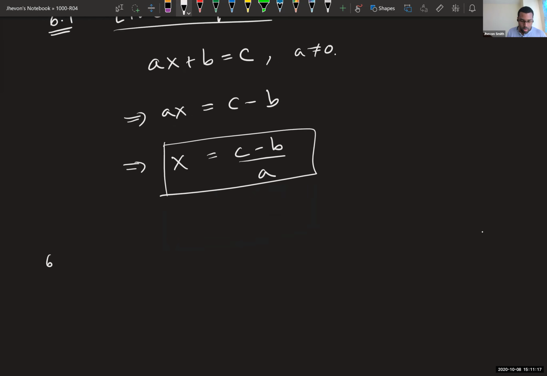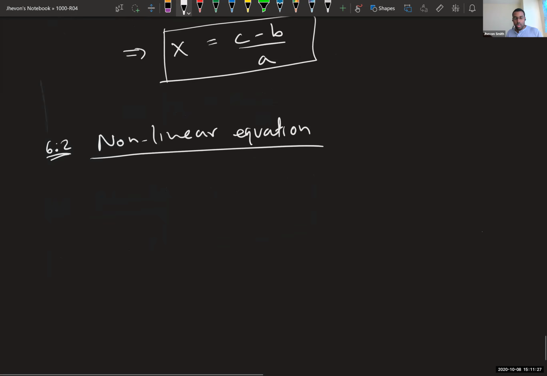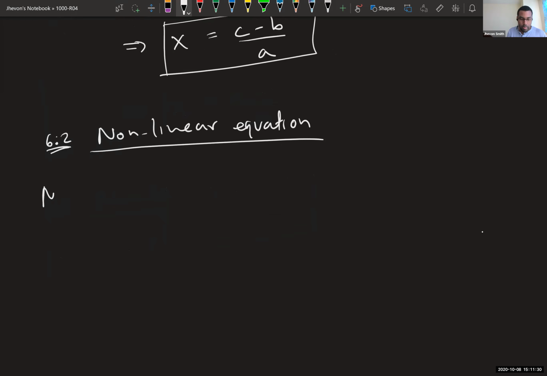So 6.2, let's look at the nonlinear case. And so what was the main strategy? If you were to describe to someone very concisely how to actually solve a nonlinear equation, what would you say?